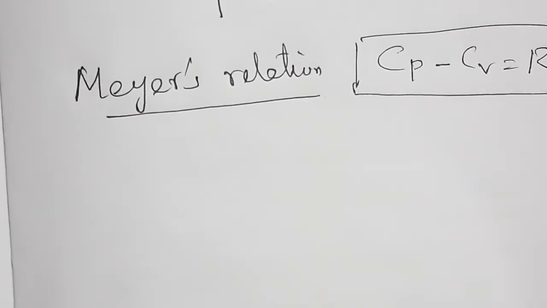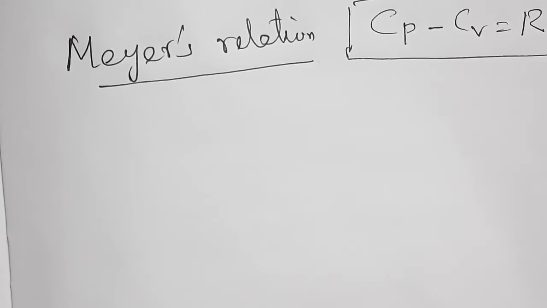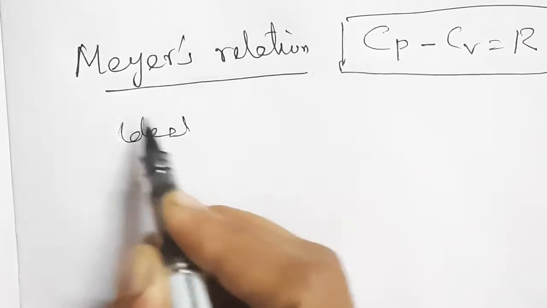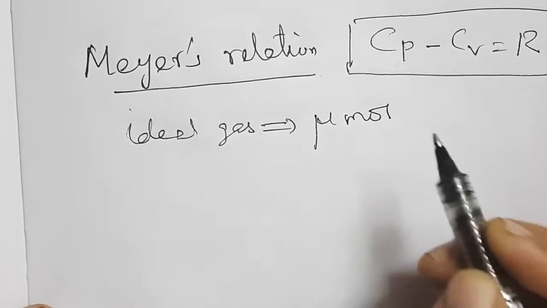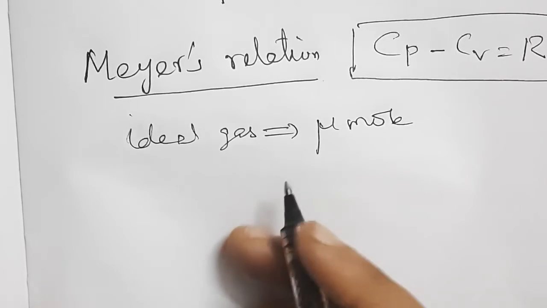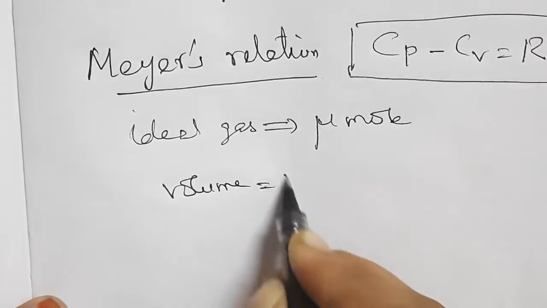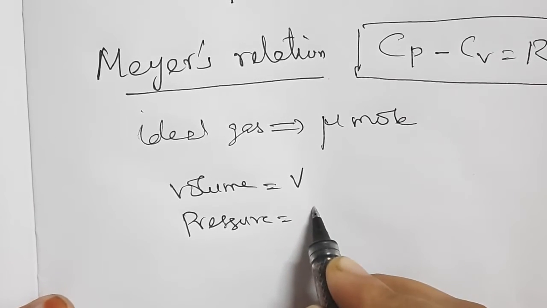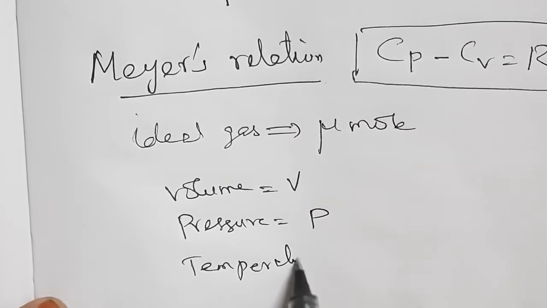Now let's consider an ideal gas. The amount is mu mole of ideal gas, which is taken in a container with a volume V, pressure P, and temperature T.